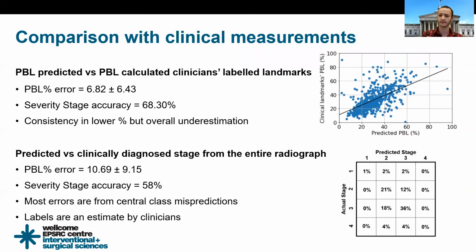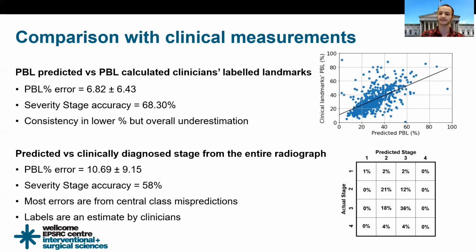So, like I say, we compared two different clinical measurements based on the pure landmark localization method, which you've seen at the top of this slide. We get a severity stage accuracy of 68.3. And as you can see on the figure on the right, for the lower severity stages, we do pretty accurately agree with the clinician's labels and the calculations from that. But overall, especially with the higher severity stages, we do consistently underestimate the periodontal bone loss.